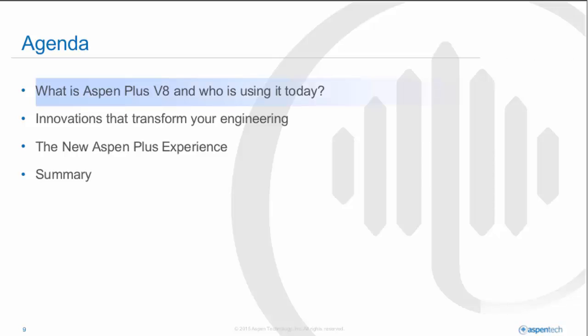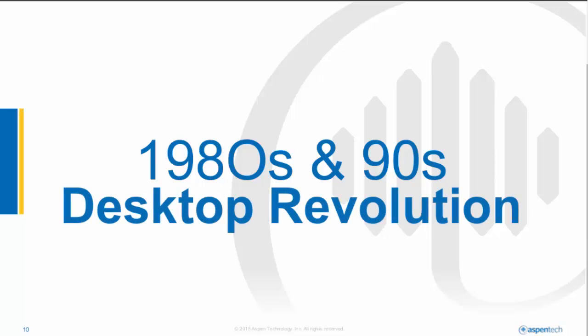Okay, thanks, Jen. Hello, everybody. Let's take a step back and look at the evolution of process simulation. When I got into this business in the 80s, we were just switching over from mainframe computers like the VAX VMS or the Unix workstations to personal computers. And that was the start of the desktop revolution.